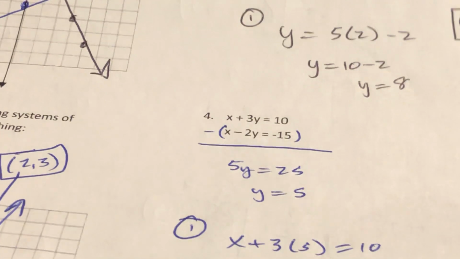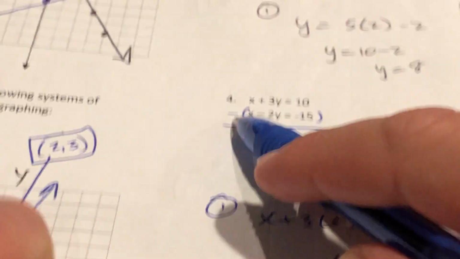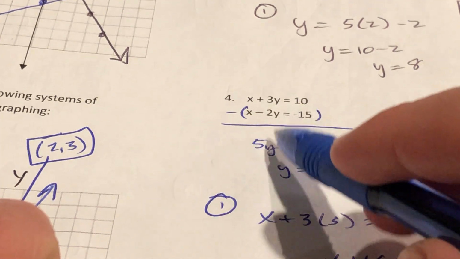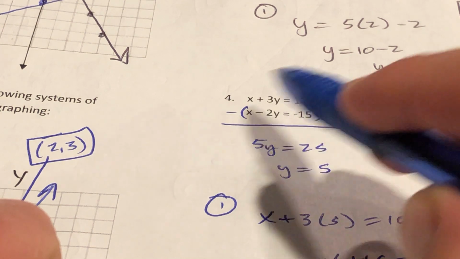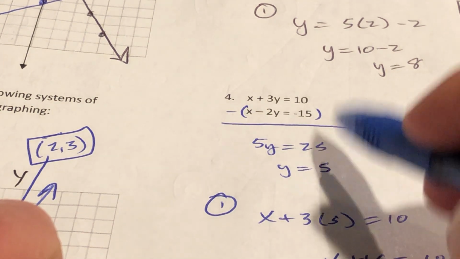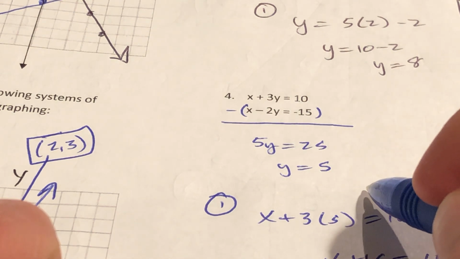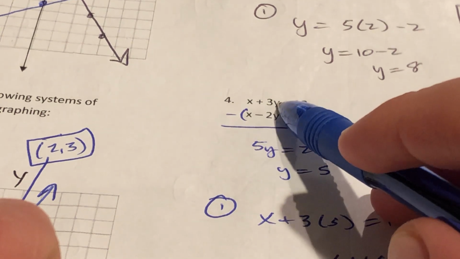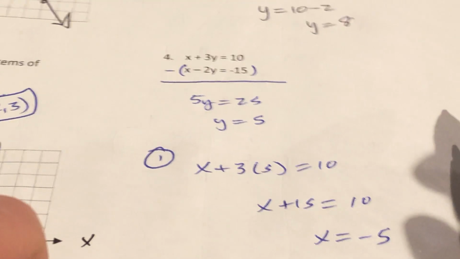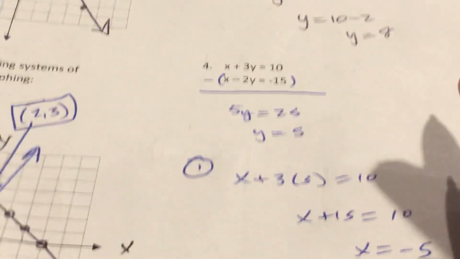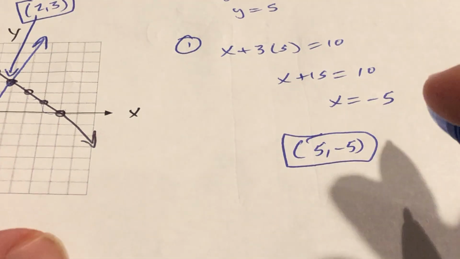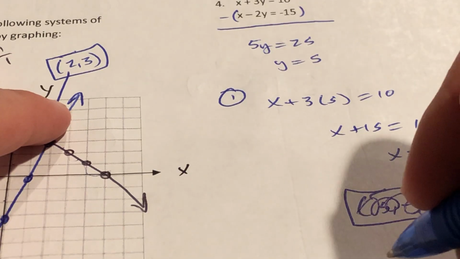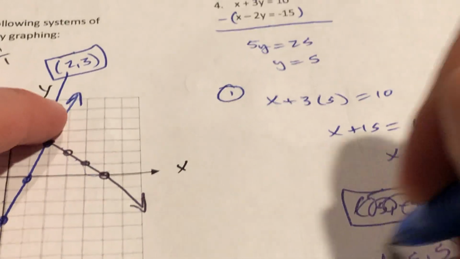And lastly, number 4. The x's are the same sign, so subtract. X minus x, 0. 3y minus a negative 2y is 5y. And 10 minus a negative 15 is 25. Y is 5. I'm going to plug 5 in for y right there. X plus 15 is 10. X is a negative 5. Oh, I wrote my answer wrong. Your answer should be negative 5, comma 5.